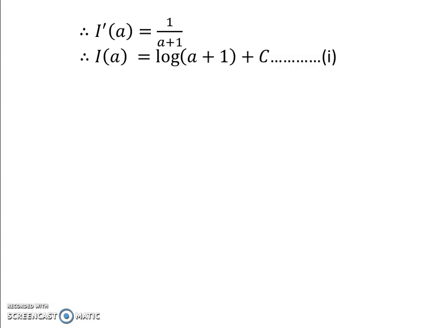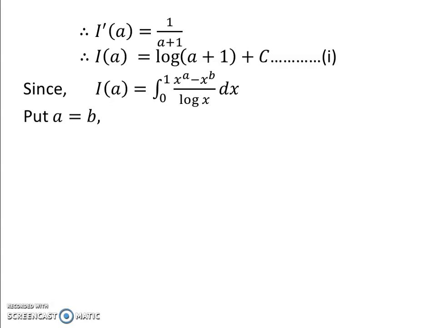As we have considered I of a as integration 0 to 1 of (x raised to a minus x raised to b) upon log x dx, we have to find the value of c. So we have to choose a as some number such that this integration becomes 0. If you observe the term in the integration, it is x raised to a minus x raised to b. So if you put a equal to b, we get the integration equal to 0. So let's put a equal to b.